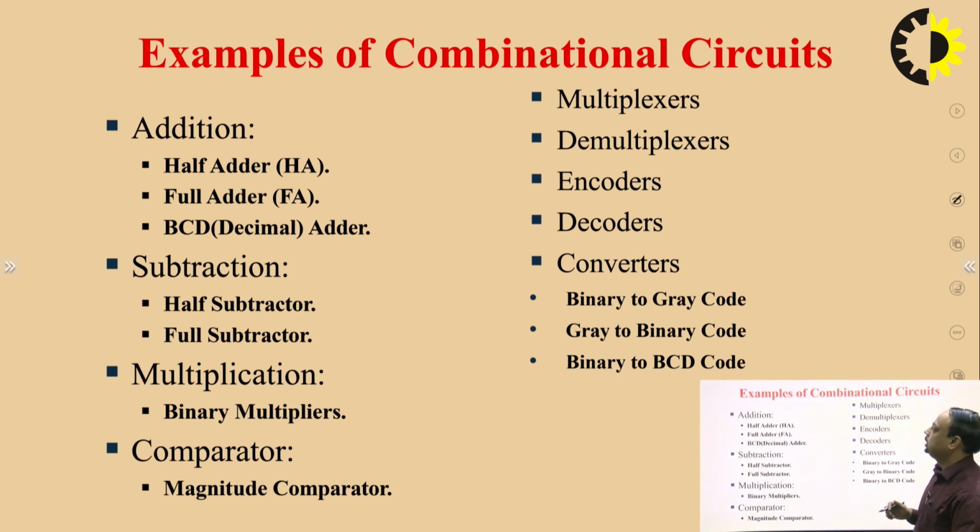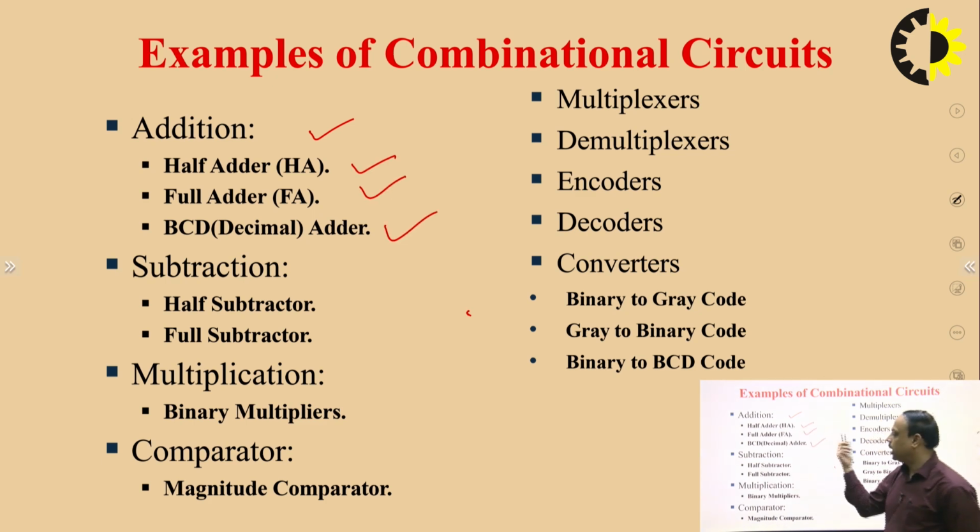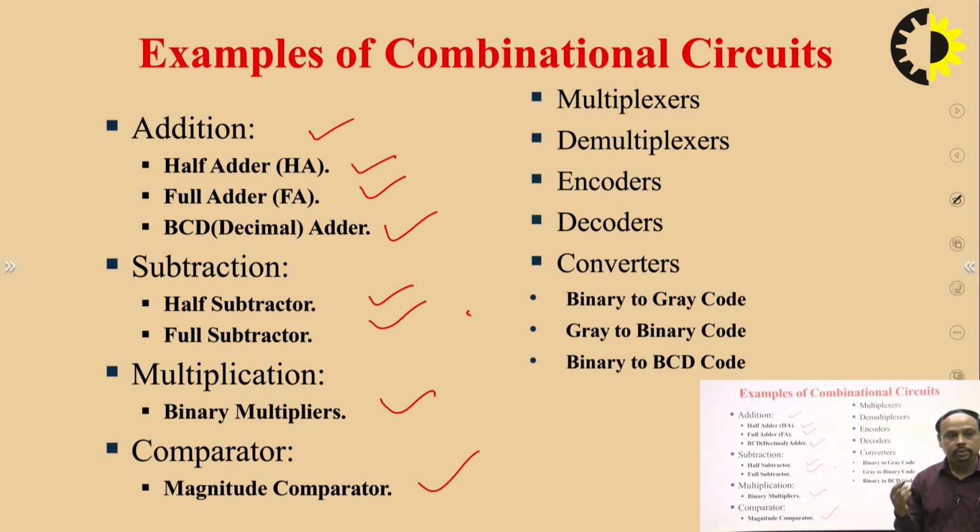So in this way we can analyze combinational circuits. Next, these are some examples of combinational circuits which are frequently used in our digital system design. The first one is addition. In addition we use half adders and full adders, and sometimes BCD or decimal adders, subtractor, half subtractor, full subtractor, then multiplier, magnitude comparator, that is which number is greater in digital, like A is greater than B, A is equal to B or A is smaller than B, then multiplexer, demultiplexer, encoder, decoder, converter.